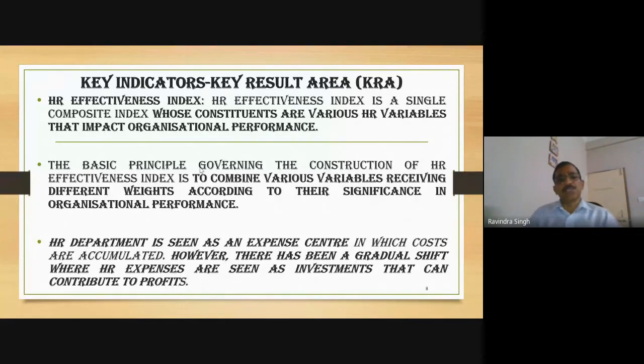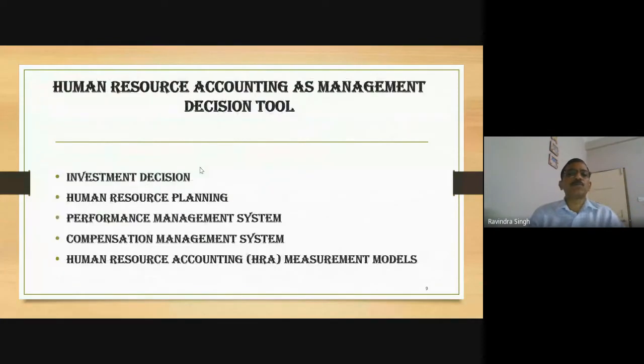HR department is seen as an expense center. This is the negative aspect in any organization, that the HR department is seen as an expense center in which costs are accumulated. However, there has been a gradual shift where HR expenses are seen as an investment that can contribute to the profits. Those who caught this early and treated it as an investment, they have gone up.